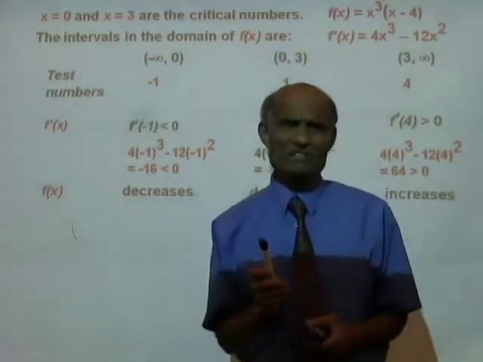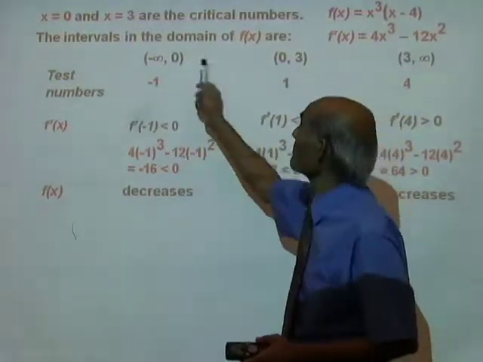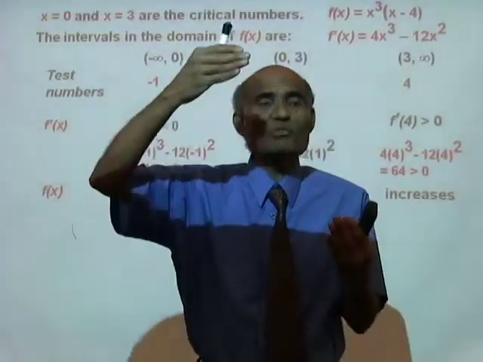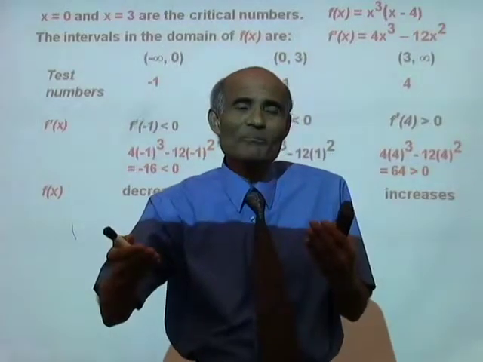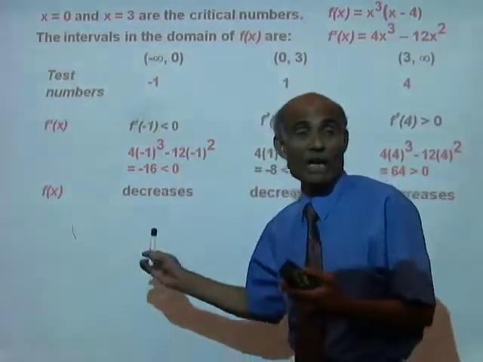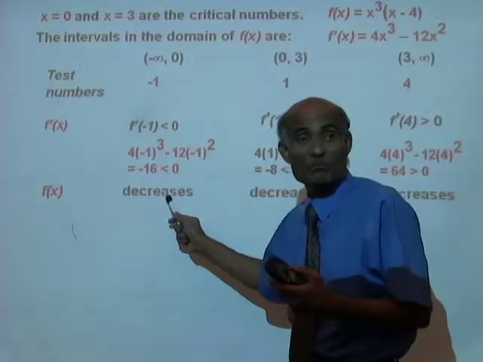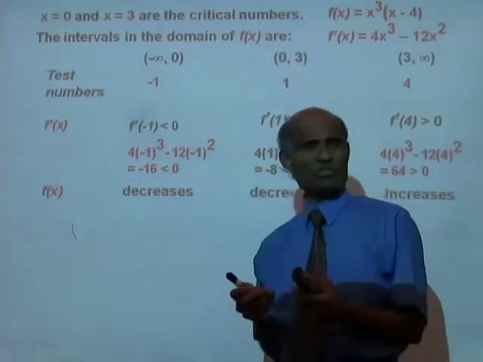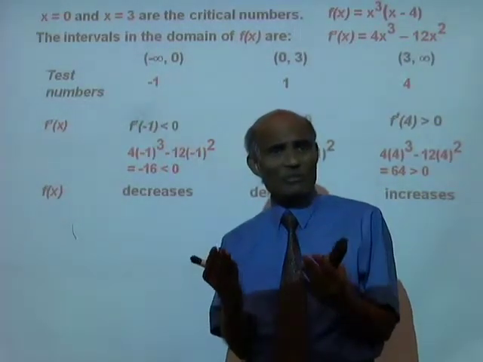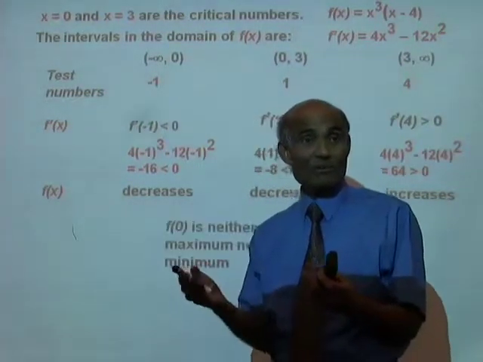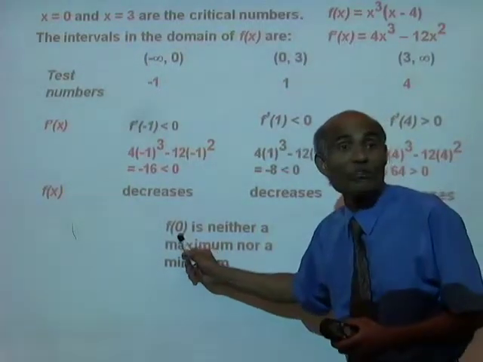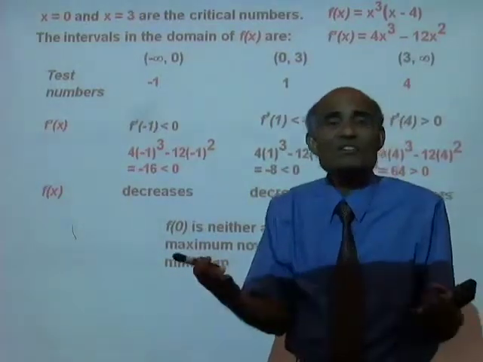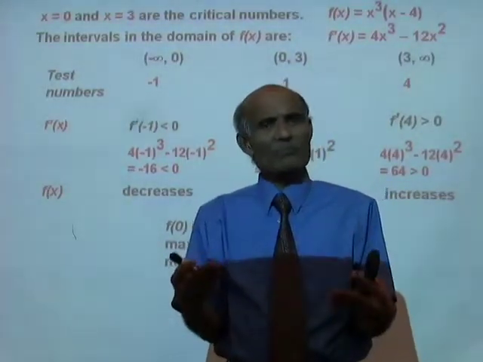Now, that's funny, isn't it? You have a critical number. Now, according to our understanding, a critical number must either give you a maximum or a minimum. But if you look here, on the left of the critical number, the function is decreasing. On the right also it is decreasing. Can you get a maximum or a minimum there? Well, so f of 0, the function value at that critical number, is neither a maximum nor a minimum.